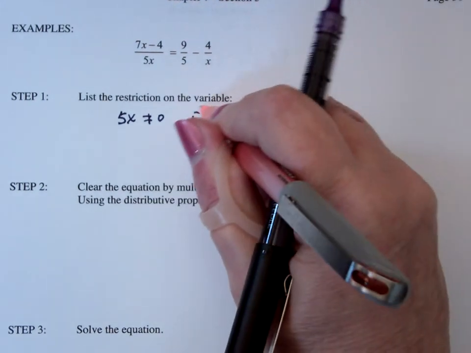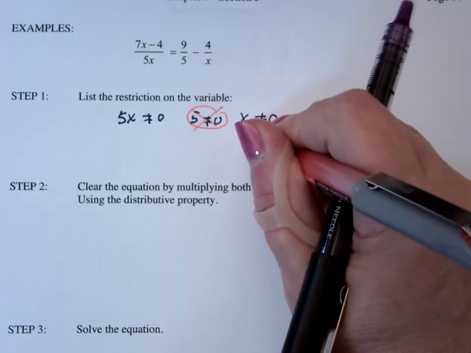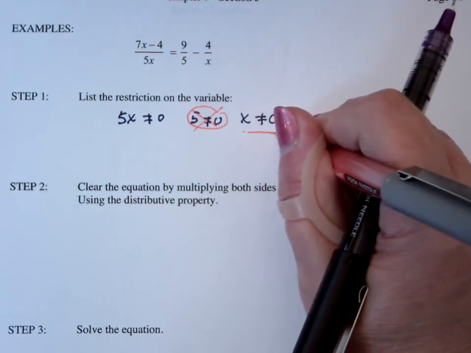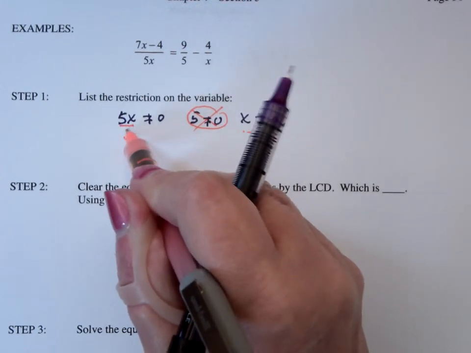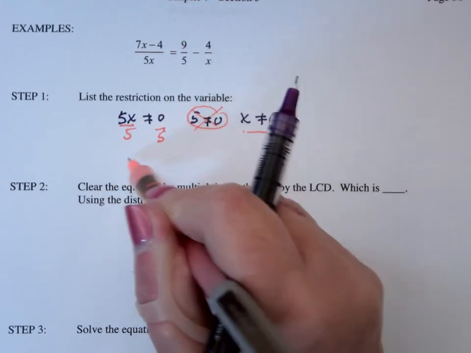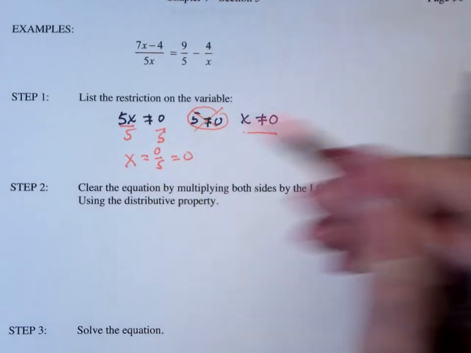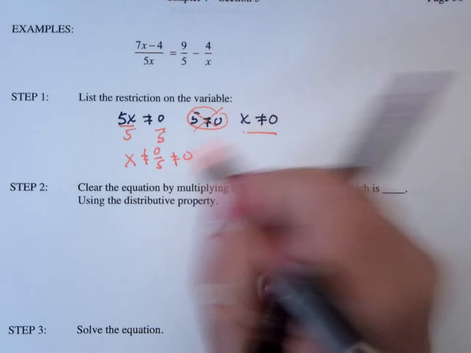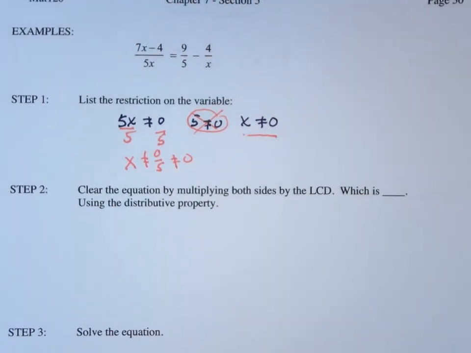Well, we know that 5 is never 0, so it's not going to play a role. So x is the variable. x can't be 0. And if I look at 5x equals 0, if I divide both sides by 5, this just says x is 0 over 5, which is 0. And it's a not equal. So it's just x can't be 0. I can have anything but 0 in the denominator.